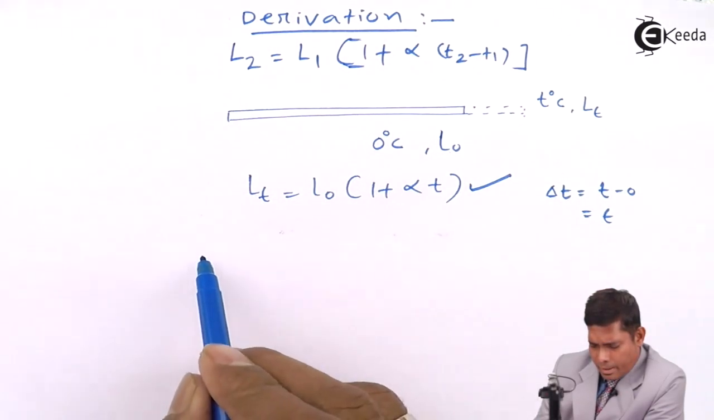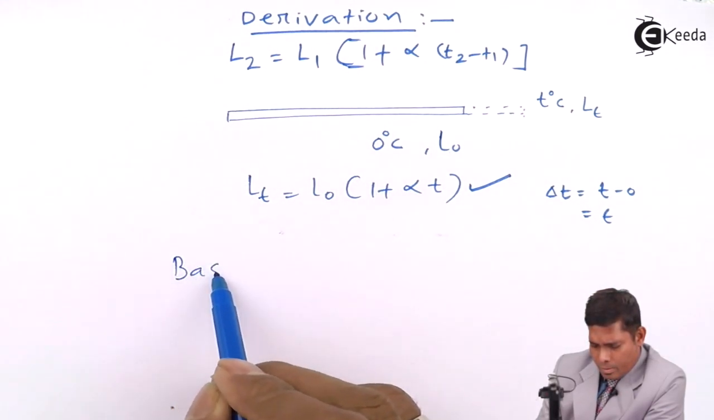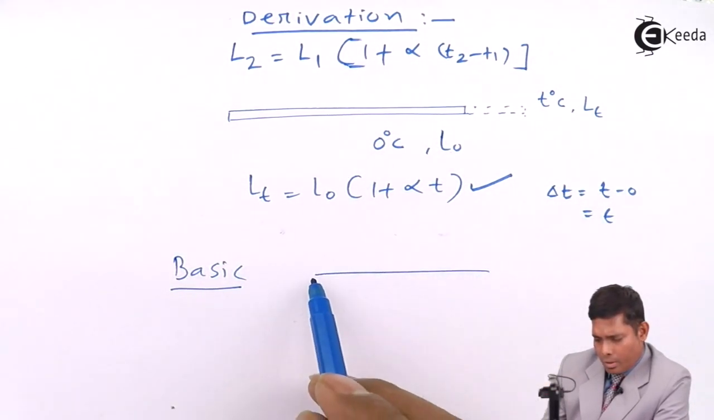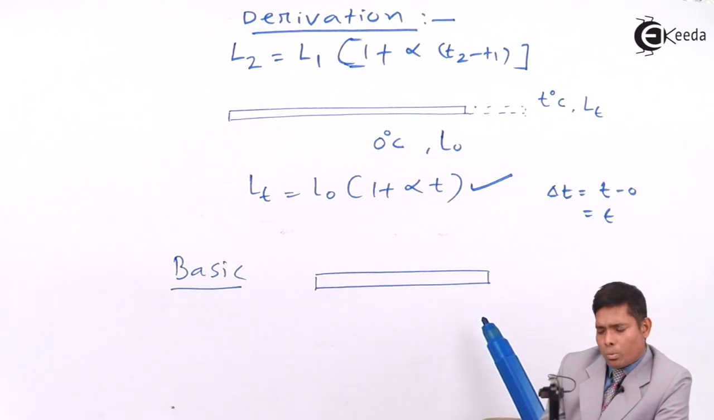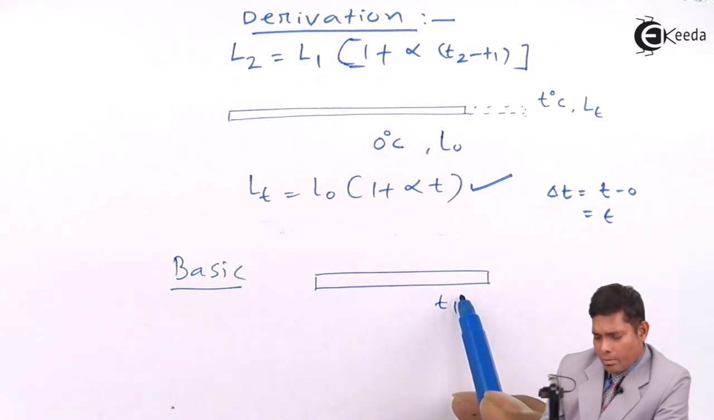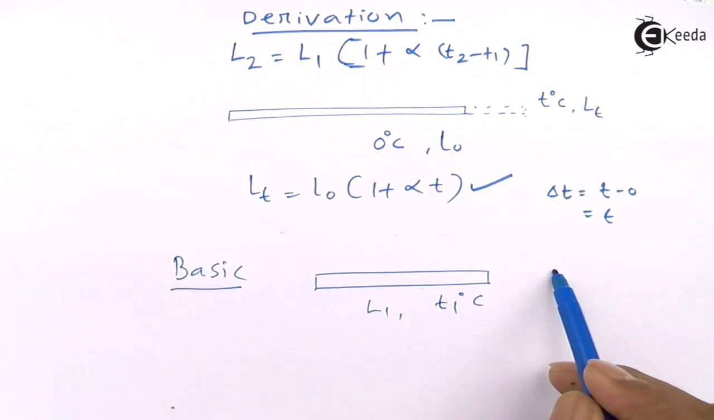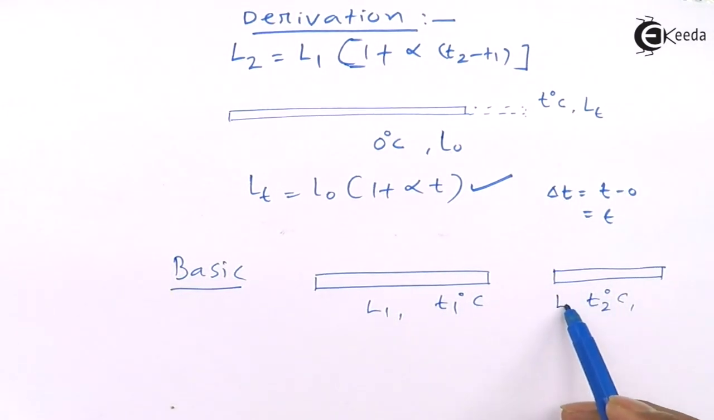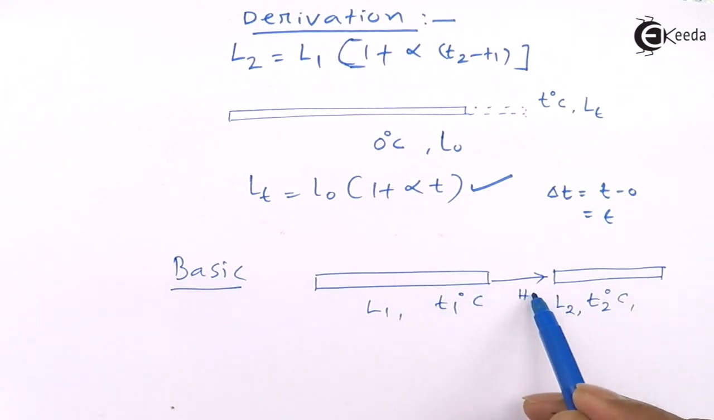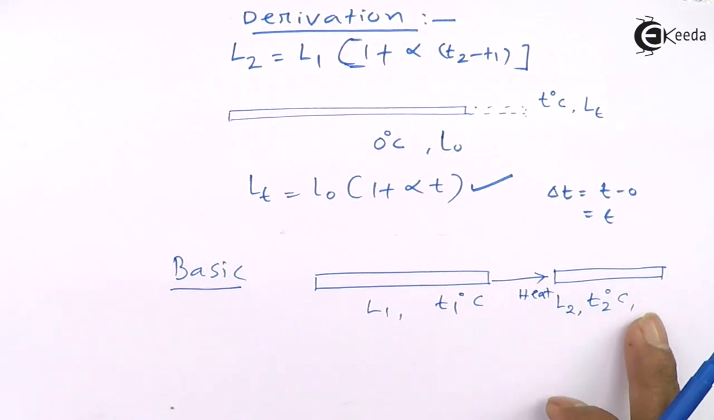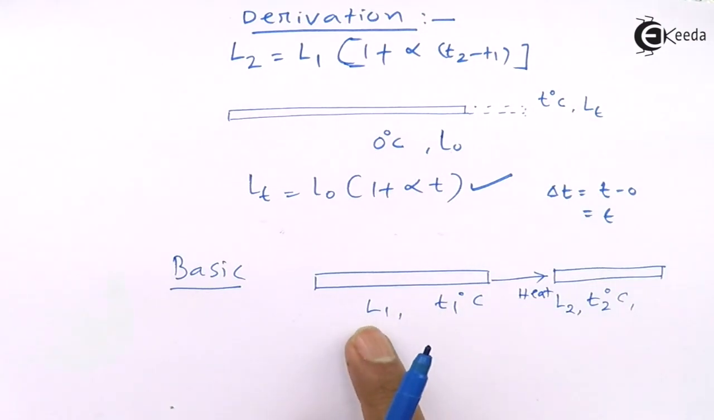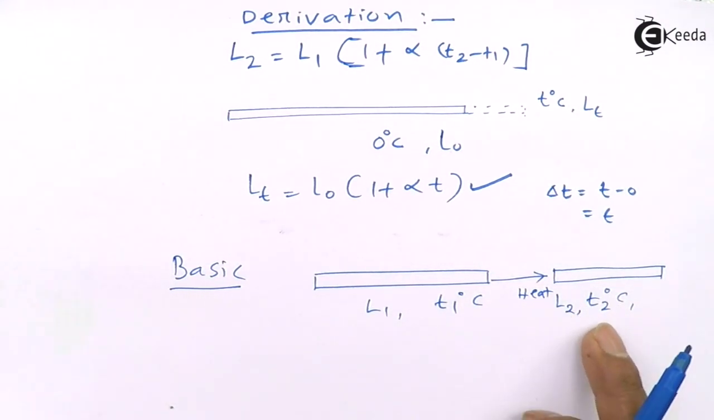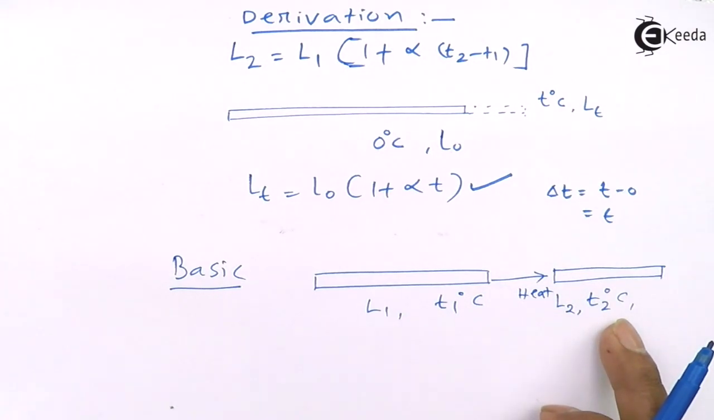I'll just give you the basic idea here. What is given is that at T1 degree centigrade the length is L1, and at T2 degree centigrade the length is L2. That means I supply heat to the rod whose length is L1 at T1 degree centigrade, to reach length L2 at another temperature T2 degree centigrade.